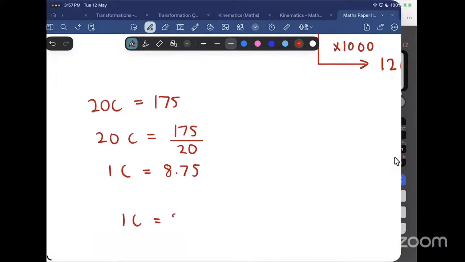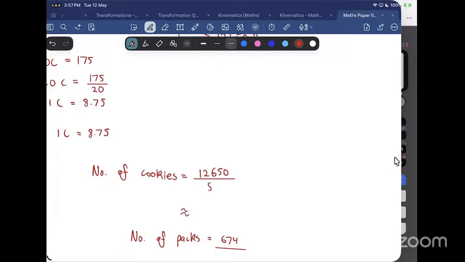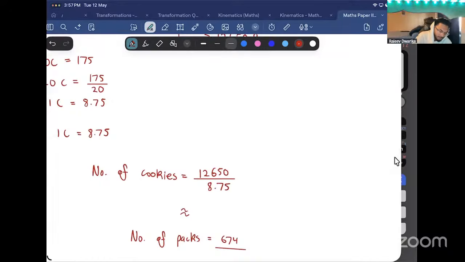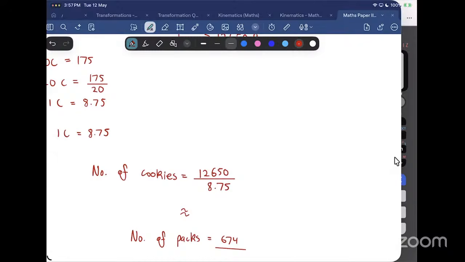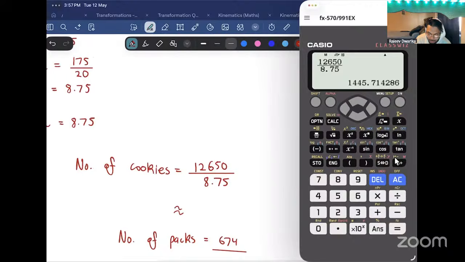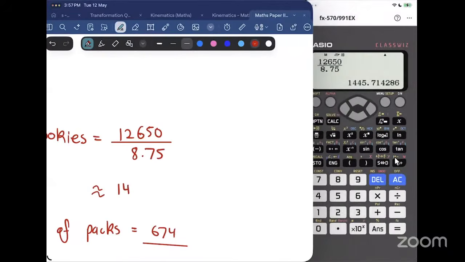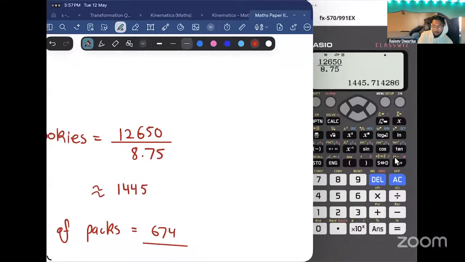Yeah, sorry about that. So you plug it in the calculator and let me know what you get. 1445.7. That's more in line with what you all got. To the nearest cookie, I forgot to put in packs. Or to the nearest cookie could be 1445, right?